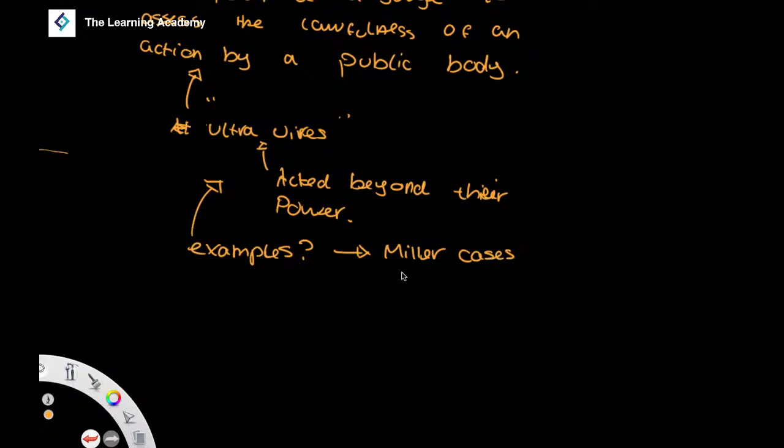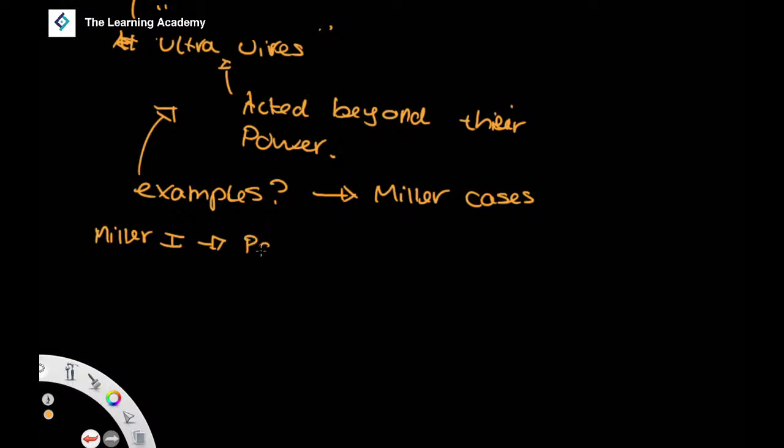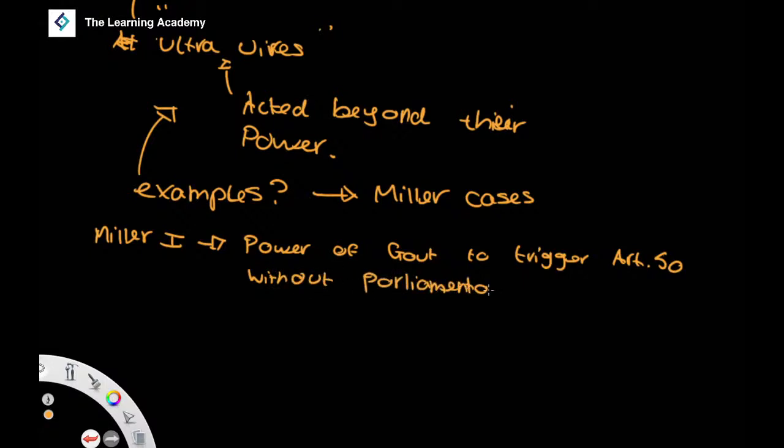There's the first Miller case, which I believe was in 2017. Miller 1 was with regard to the extent to which the government could trigger Article 50 and trigger Brexit processes without parliamentary approval. As we know, Article 50 is the article that sets in place the mechanisms for leaving the European Union. Power of the government to trigger Article 50 without parliamentary approval.